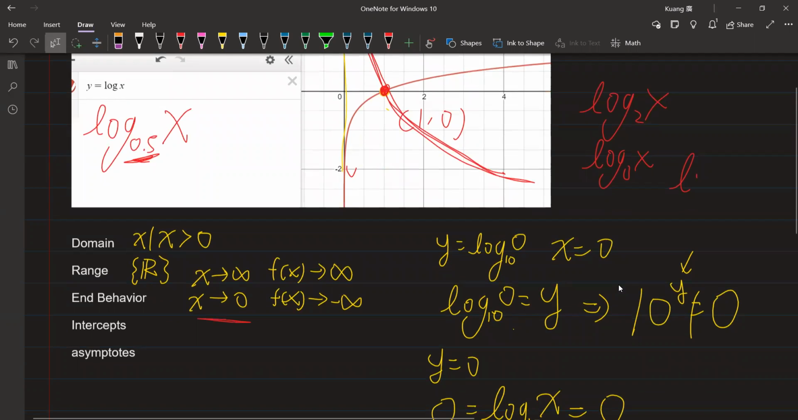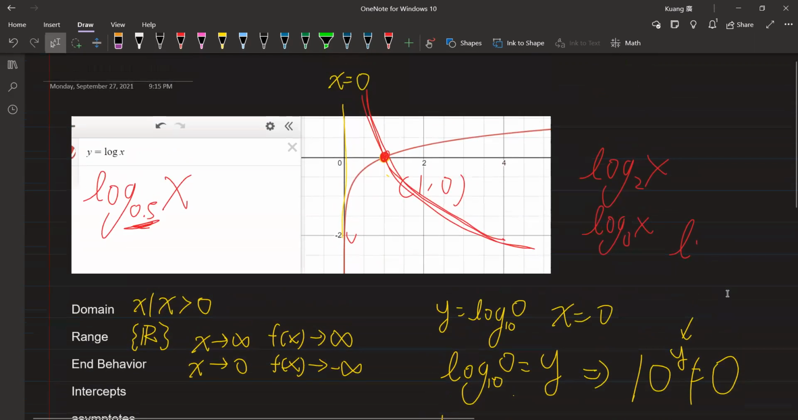One is the end behavior. When x approaches 0, f(x) approaches infinity. When x approaches infinity, f(x) approaches 0. So if the base is between 0 and 1, the end behavior must switch. And this is the intercept, but the intercept remains the same, always (1, 0) for this.